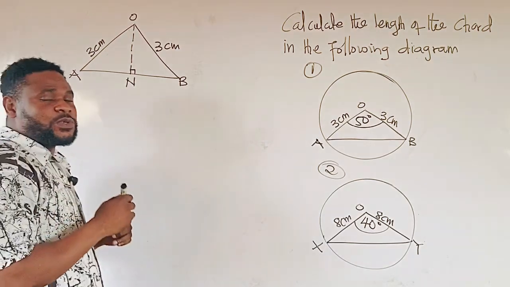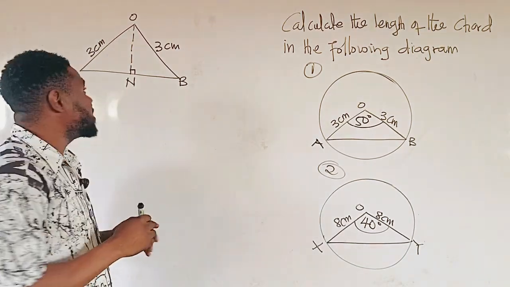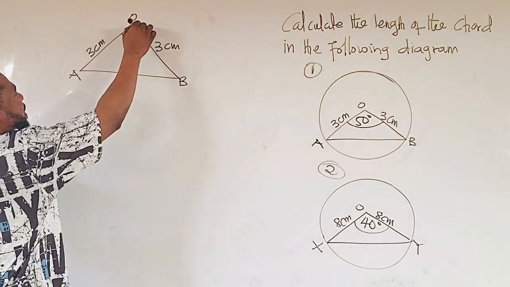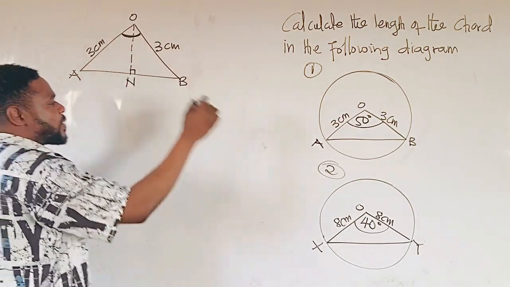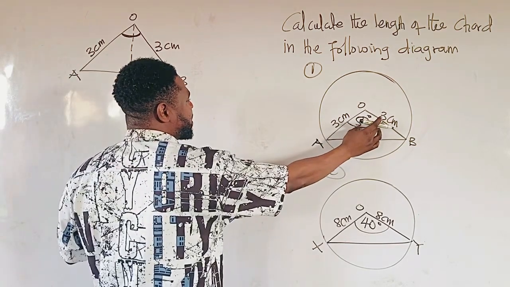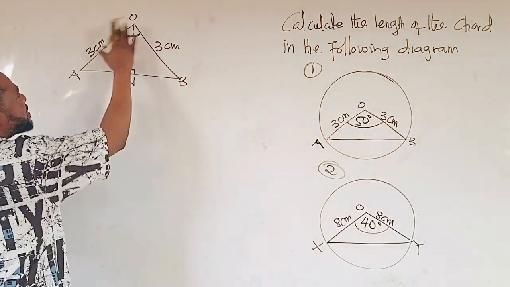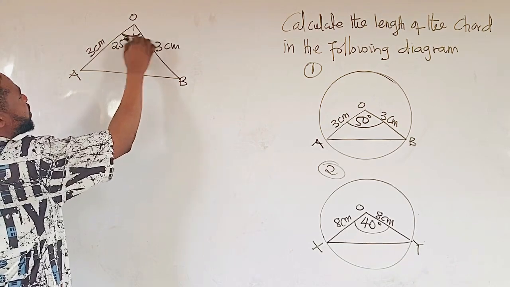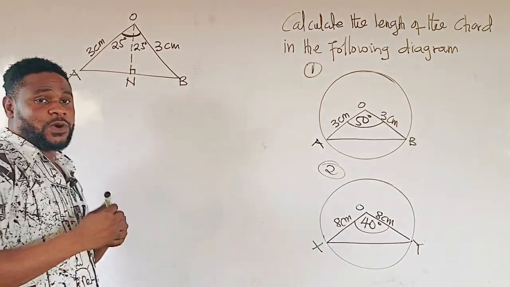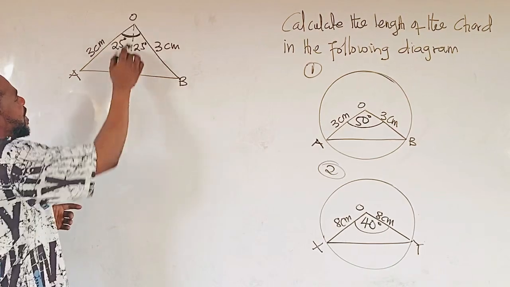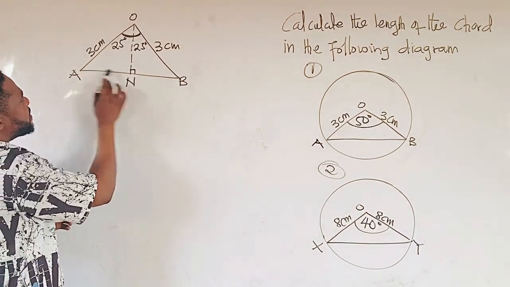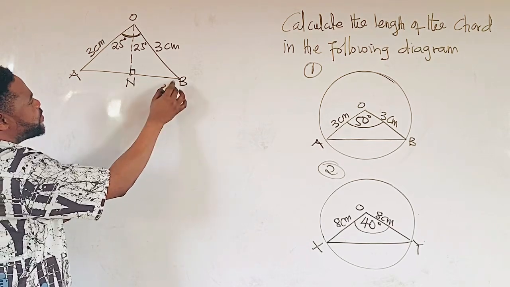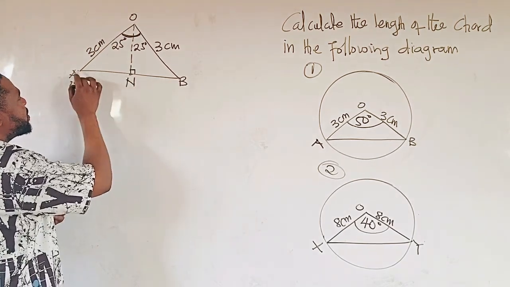Now, one thing we need to know about an isosceles triangle is that anytime we take our height, we bisect the angle here into 2. Now, since our total angle given is 50, bisecting it into 2, we are going to have 25 here and 25 here. And one thing we need to also know is that since we take our height here, we bisect the baseline into 2. So from N to B is the same as N to A.